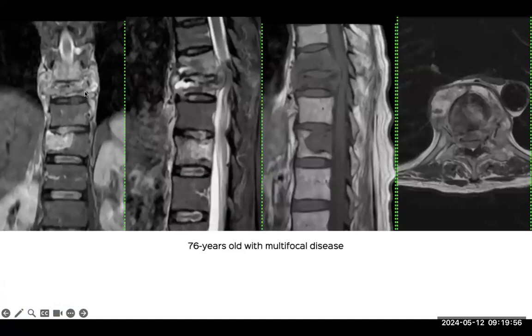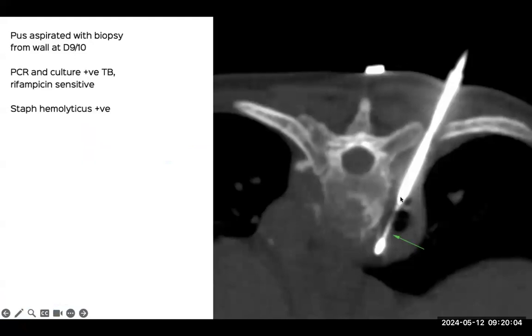So here's this patient who's got classic infectious spondylitis, and has another focal lesion here. There is a collection in the perivertebral region, and I went into the collection. Not only was it TB positive, rifampicin sensitive, the patient had Staph haemolyticus as well. So here you have two organisms within the same patient producing the infectious spondylitis.